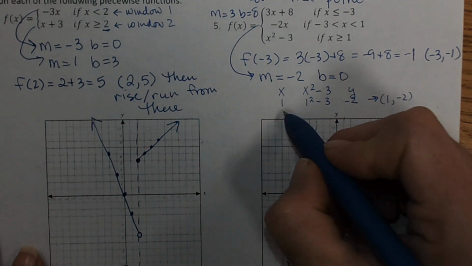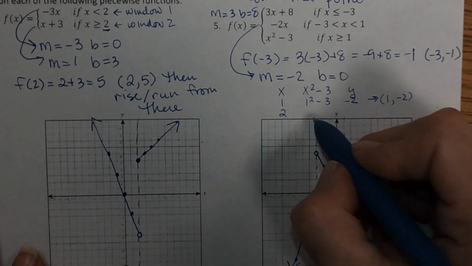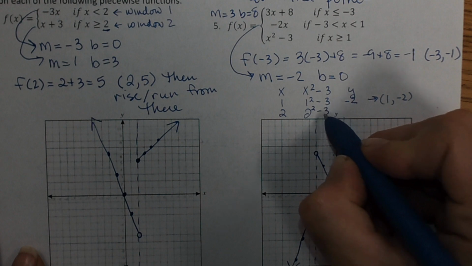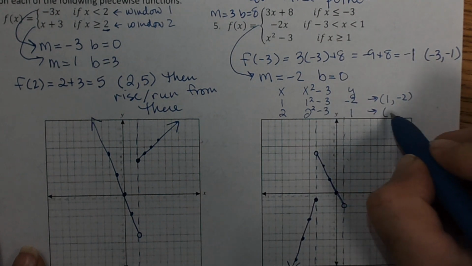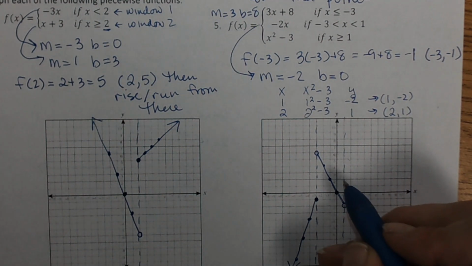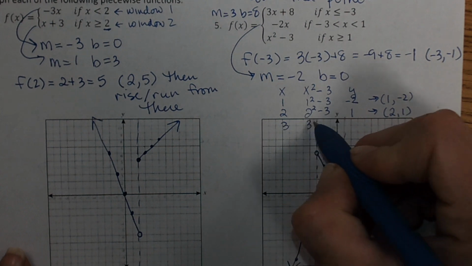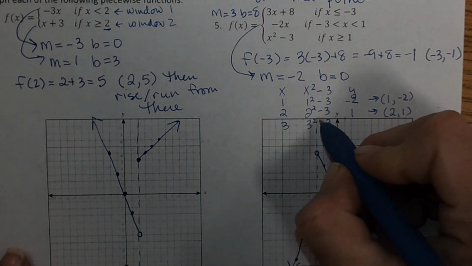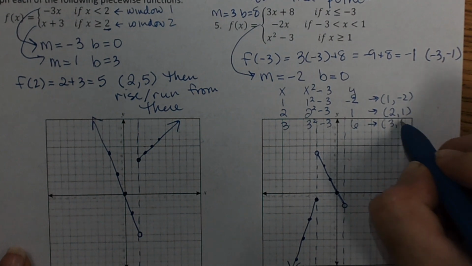Then I'm going to plug in the next number. Just go in line, 2. 2 squared minus 3. That's 4 minus 3, which is 1. So that's the point 2, 1. I'm going to go ahead and give myself one more. 3, so that's 3 squared minus 3. That's 9 minus 3, which is 6, so it's the point 3, 6.